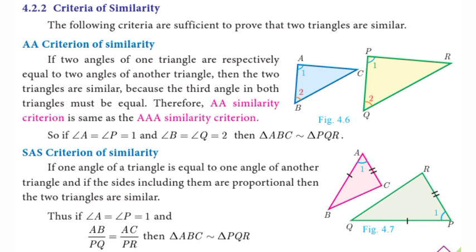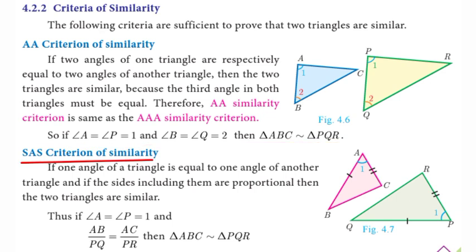Today we will see chapter number 4, geometry: criteria of similarity. AA criterion of similarity: if two angles of one triangle are respectively equal to two angles of another triangle, then the two triangles are similar, because the third angle in both triangles must be equal. Therefore, angle similarity is the same as the AAA similarity criterion. So if angle A equals angle P equals 1 and angle B equals angle Q equals 2, triangle ABC is similar to triangle PQR.